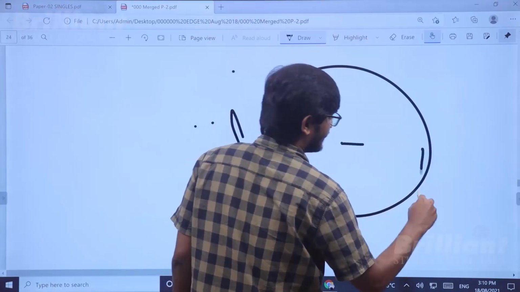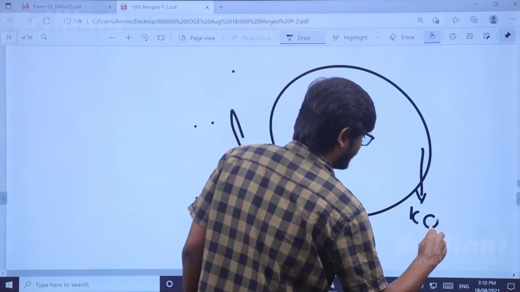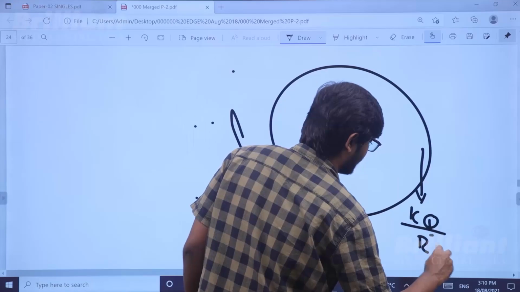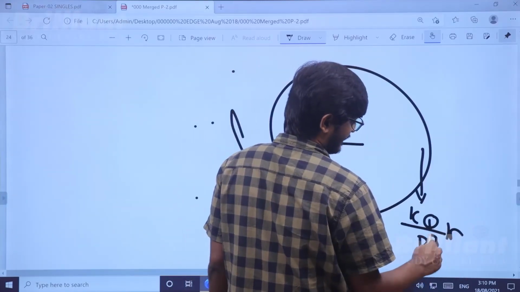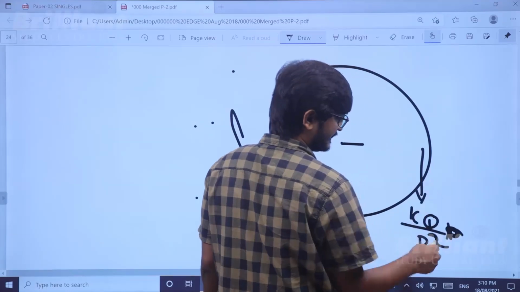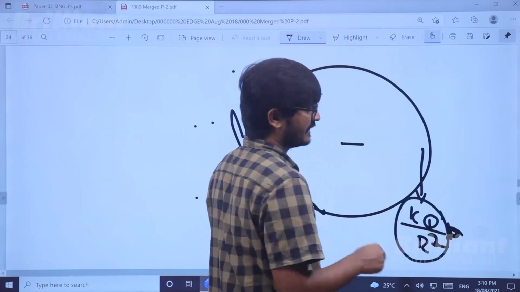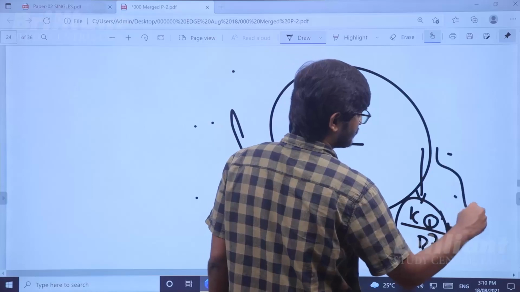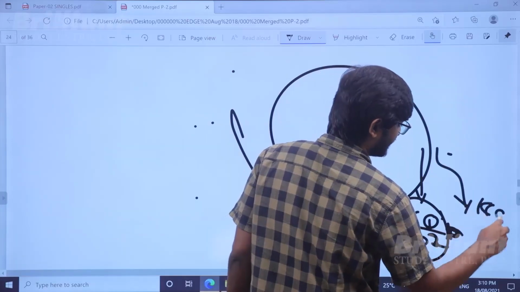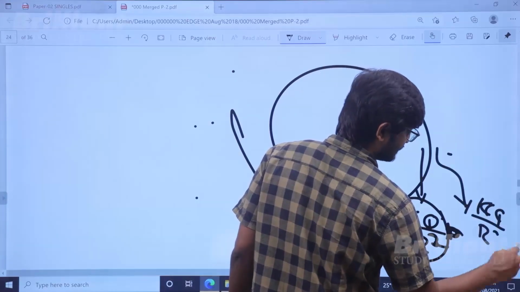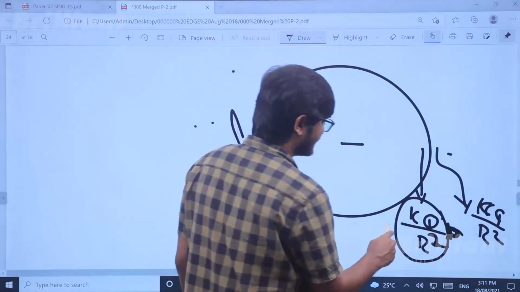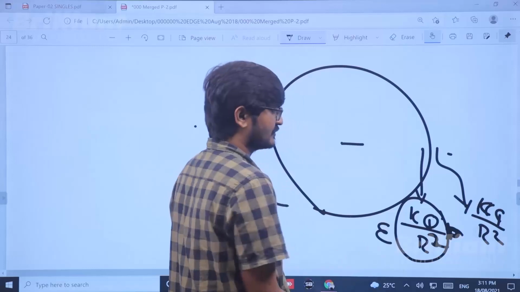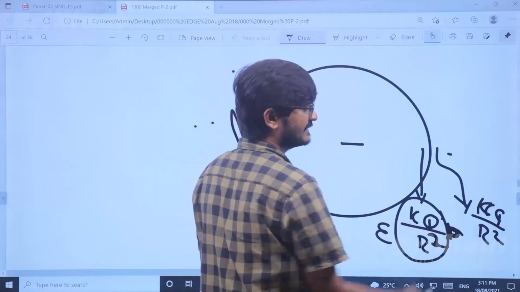So the field here will be KQ by R cube times capital R. Okay, and I can select it will be KQ by R square just inside; just outside it will be KQ by R square if the dielectric constant is 1. But if the dielectric constant is epsilon, then just inside the field will be 1 by epsilon times this much, which will be less than just outside.